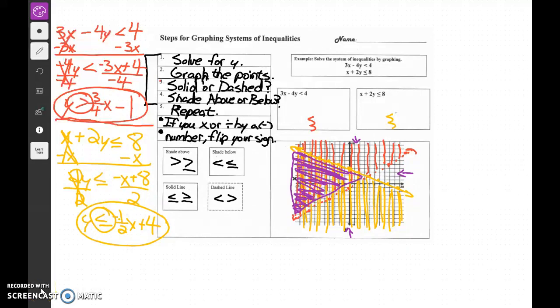And I just realized, I apologize. The green that I was talking about is the yellow. So those are going to be our yellow shaded area.